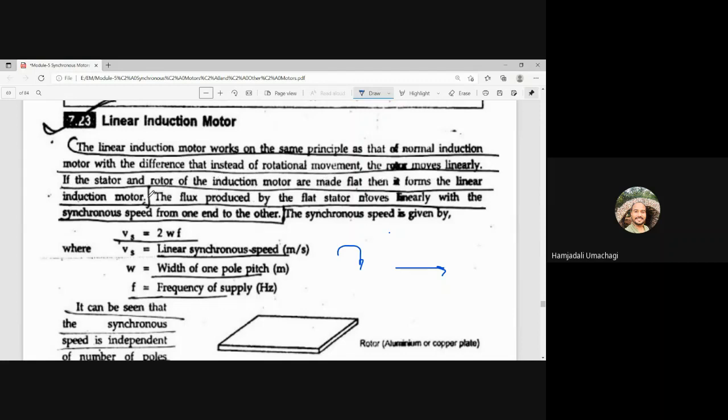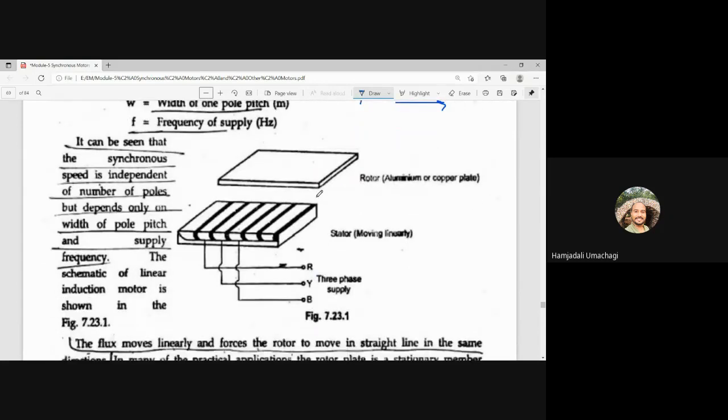So to get the linear movement of the rotor, in the construction of the stator and rotor of the linear induction motor, they should be made flat, then it forms the linear induction motor. Here you can see the diagram for linear induction motor, where this is the rotor made up of aluminum or copper plate, that is non-magnetic material, and it is flat in structure. Similarly, this is the stator, which is going to carry the three-phase power supply R, Y, B, and it is also flat in structure. So if we give a flat structure for both rotor and stator in design, then this is going to form a linear induction motor.